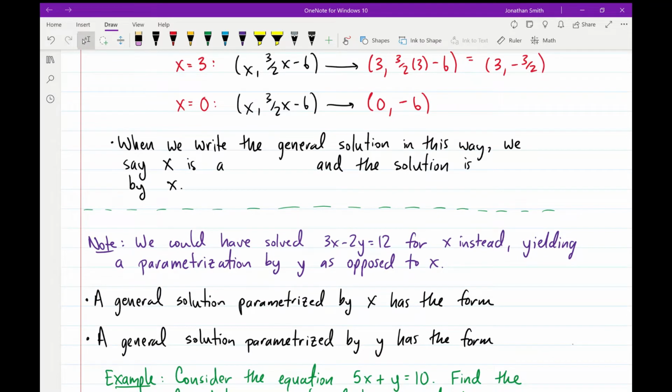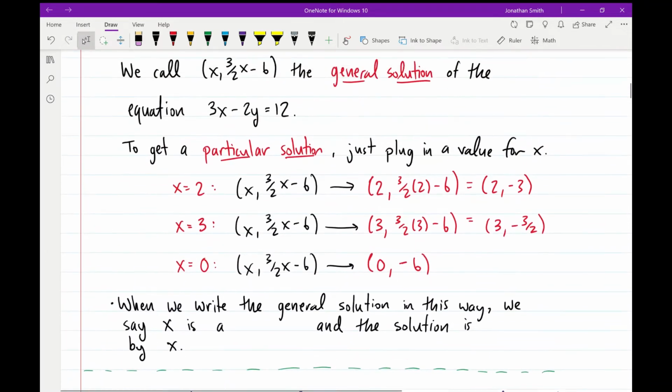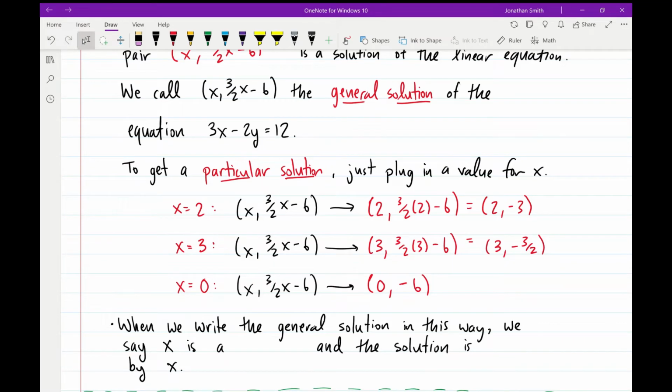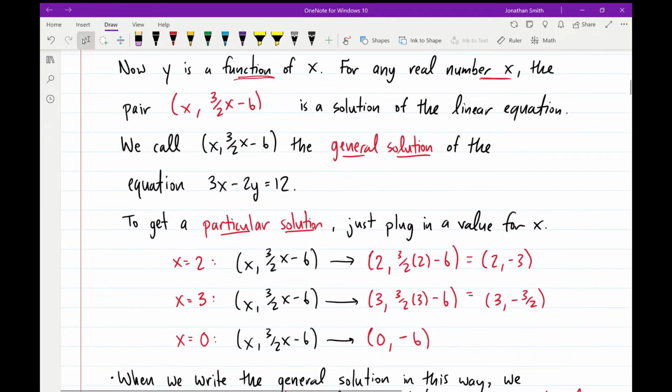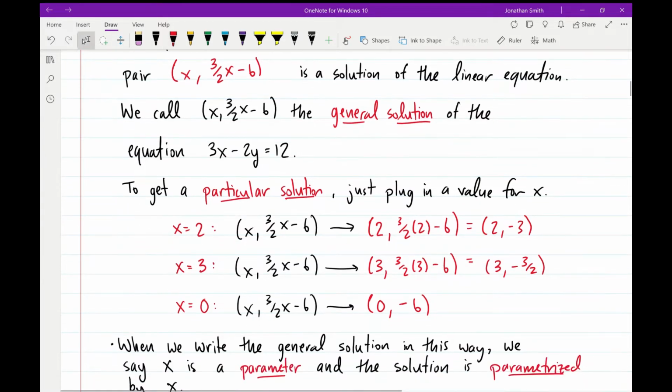Okay, so when we write the general solution in this way, where we have x for the x component and then 3/2 x minus 6 for the y component, we would say that x is a parameter and the solution is parametrized by x. So the parameter with the general solution is going to be the variable that's left inside of the general solution here. And it's called a parameter because as you adjust the parameter, you're going to get different solutions. So I can pick any value of x that I want, and a corresponding solution is going to pop out of the general solution.